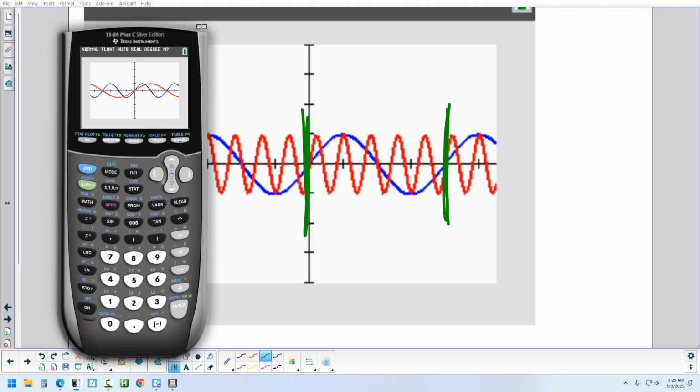And what do you think the period length of this red one would be if it's been stretched out twice as much as the original? Yeah, 4 pi. It would be 4 pi. Yep. So that's one thing that we are going to figure out.